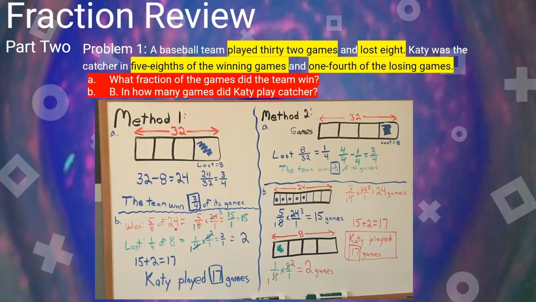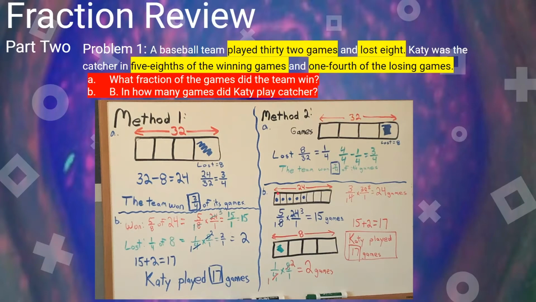And now we want to know how many she played in when they lost. Well, she played in 1/4 of the 8 losing games. So 1/4 multiplied by 8 over 1. Simplify again, we get 2. So she played in 2 of the losing games, and that tells us that Katie played in 17 games total.